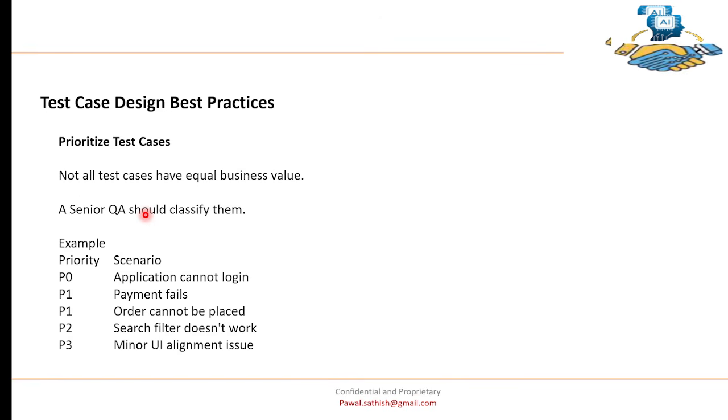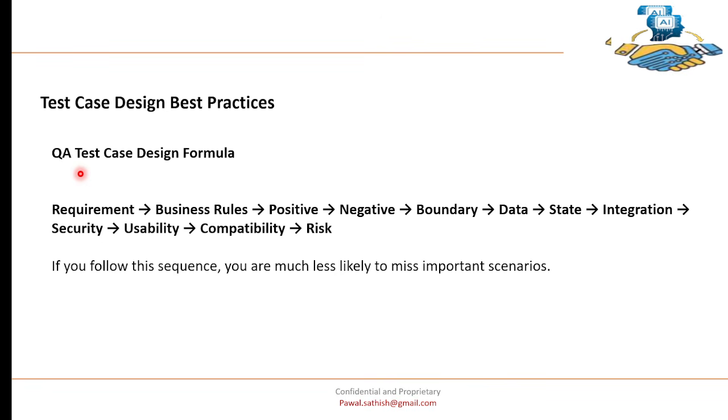Then, an important thing when you design test cases: not all test cases have equal business value. We need to divide the test cases according to priority. Here I have mentioned P0 is high priority, for example the application cannot log in, or P1, say payment fails, or P3, a minor UI alignment issue. If you write the test cases that way, then we need to divide all the test cases from P0 to P3.